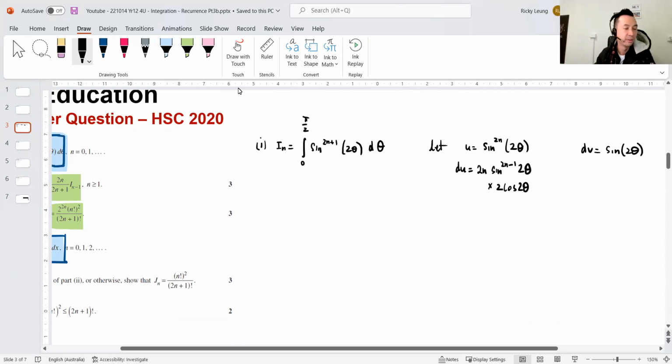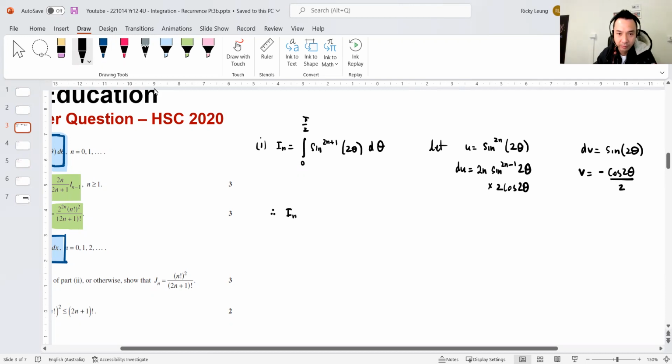Nothing wow about that. And then over here, v: when I integrate sine double angle, I get, sine integrates to negative, the acronym, so that becomes negative cos 2 theta on 2. Now, let me quickly glance. I don't think I've done anything too fancy there. Cool. Let's use by parts.